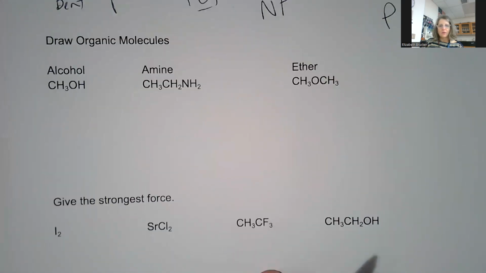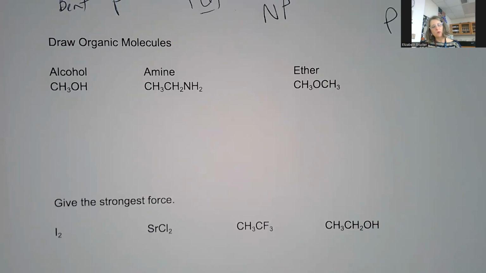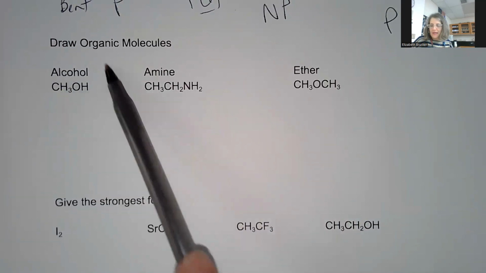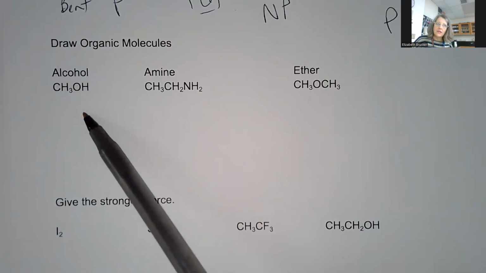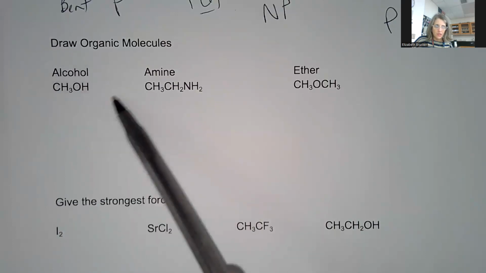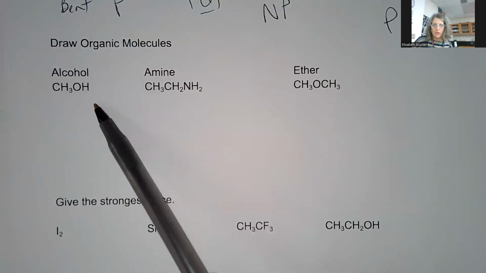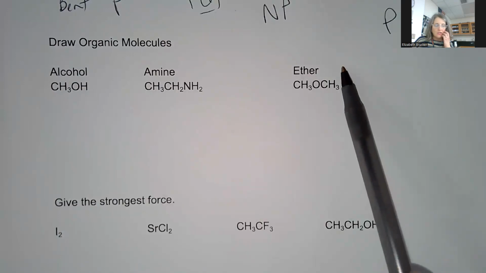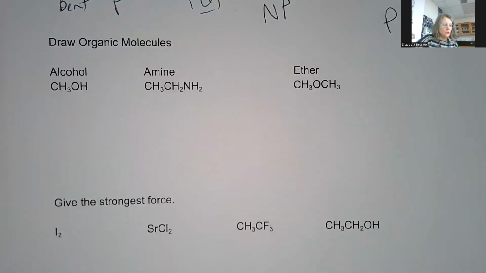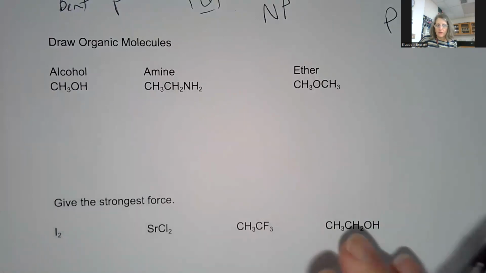All right, so here is where we are going to see some organic molecules again. So I kind of want to review this because we talked about this at the beginning of the semester. And as I told you, there's a couple different organic molecules that tend to have some interesting intermolecular forces. And one in particular happens to be alcohols. So I'm going to help you draw each one of these and show you how they are different in terms of their intermolecular forces.